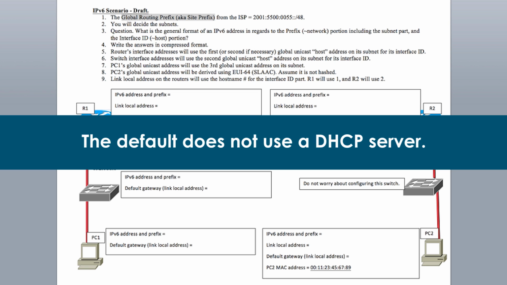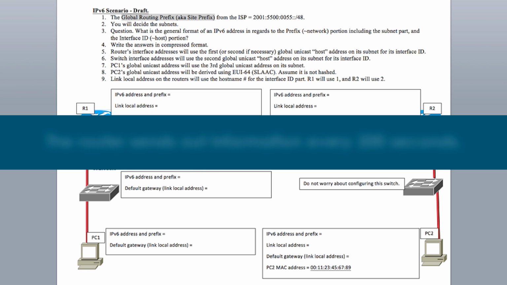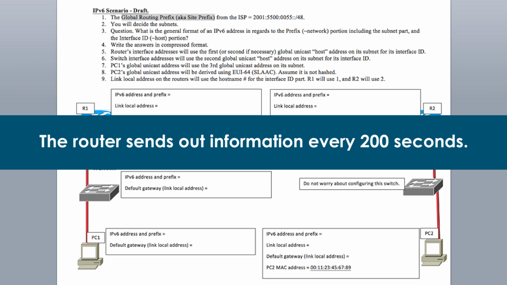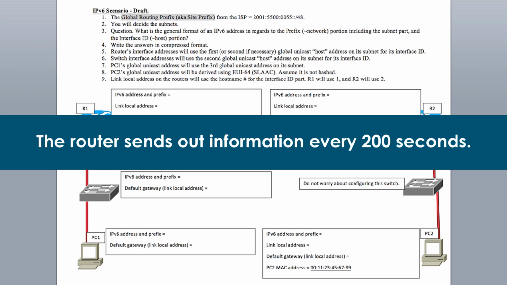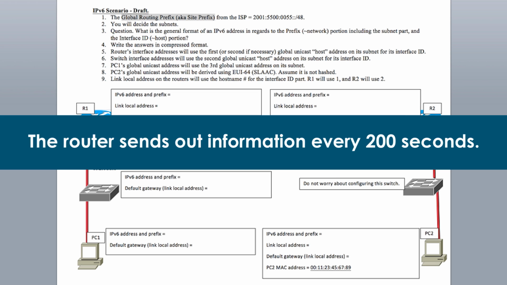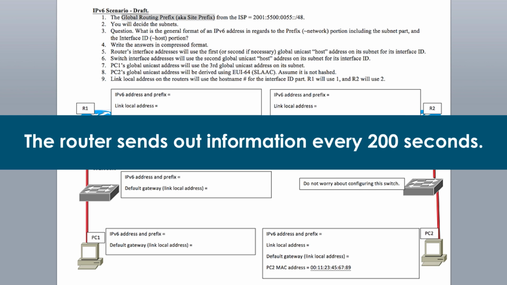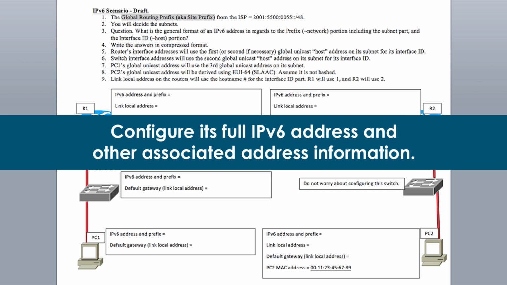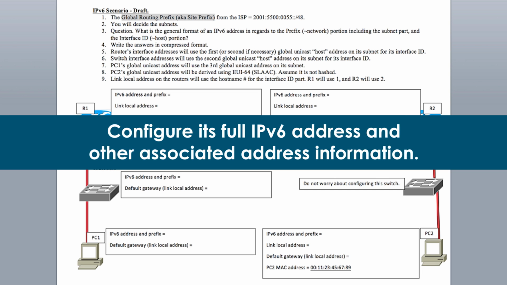Once the ipv6 unicast-routing command has been entered, the router sends out information every 200 seconds, basically saying, I can tell you the prefix, I can tell you the prefix length, and I can tell you your default gateway. From there, the receiving device can use this information, along with its own MAC address and 4 additional hexadecimal numerals, to configure its full IPv6 address and other associated address information.